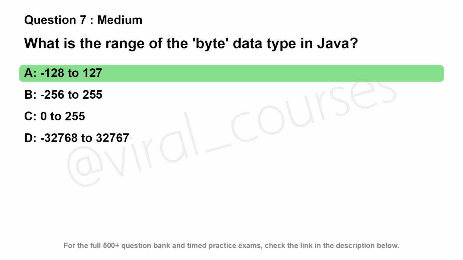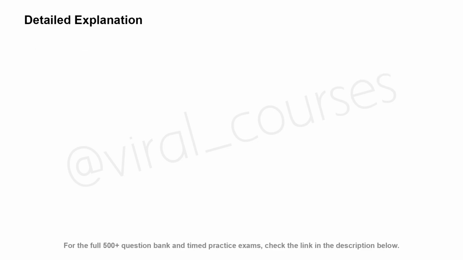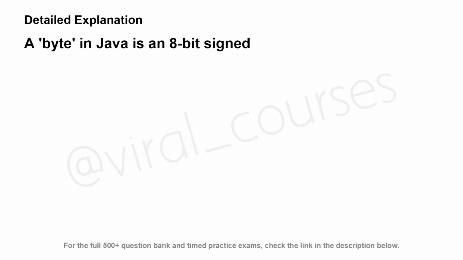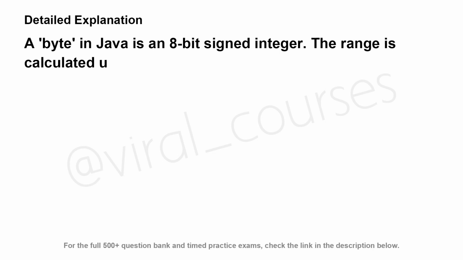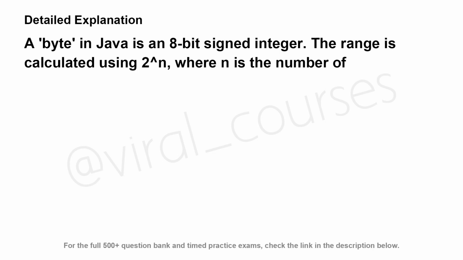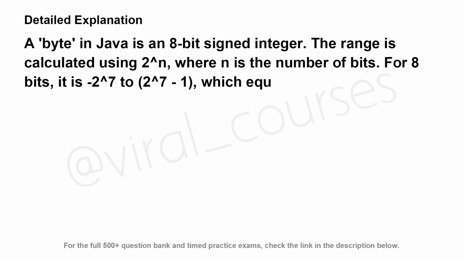The correct answer is A. A byte in Java is an 8-bit signed integer. The range is calculated using 2 to the power of n, where n is the number of bits. For 8 bits, it is -2 to the power of 7 to 2 to the power of 7 minus 1, which equals -128 to 127.